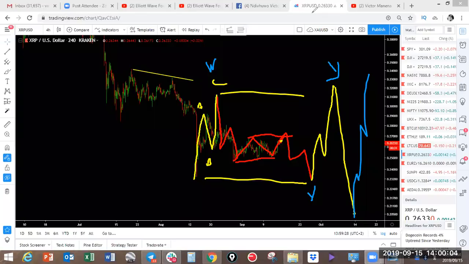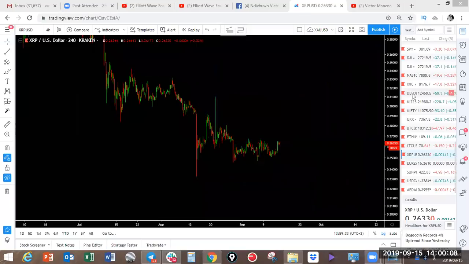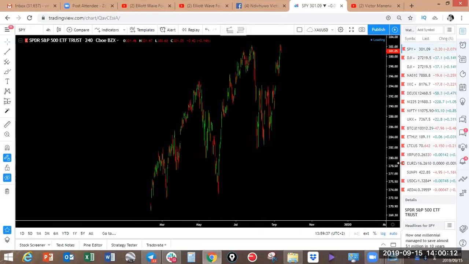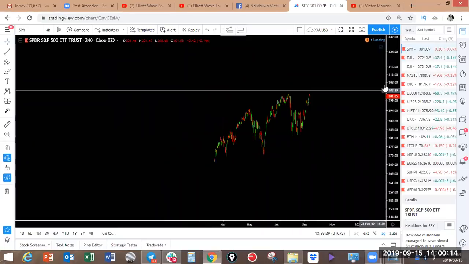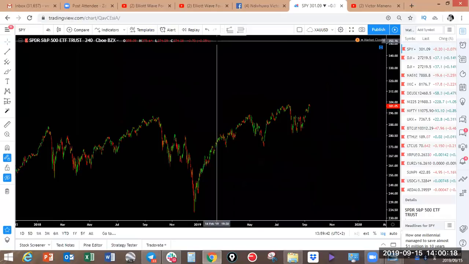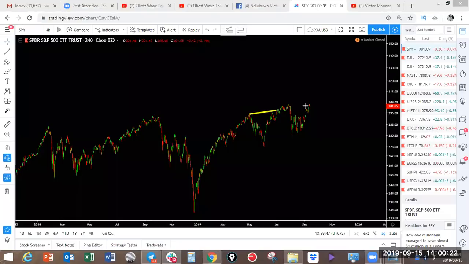Now, let us go to the indices. Start with the S&P 500. We're still looking for that wave 5, and we are looking for this to be making this structure here. The wave 5 in blue, I'll show it now in the higher degree. So we're looking for this.